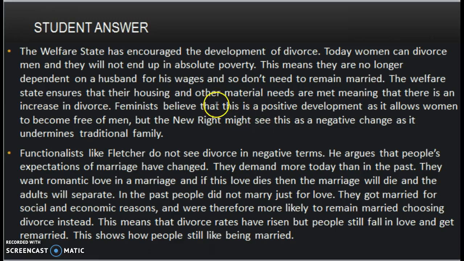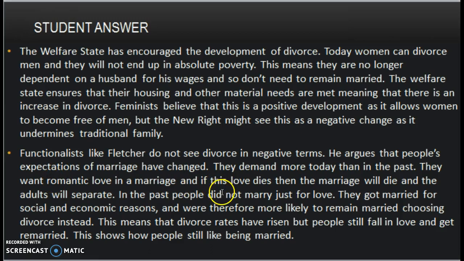So it's very much sociologically rich, this answer. We've got key words in there: welfare state, this idea about needing wages, meeting material needs, and then we've got theory, especially in that first paragraph. The second one has a little bit of a joining sentence to the previous paragraph. Functionalists like Fletcher don't see divorce in negative terms, they see it in a positive way. He argues that people's expectations of marriage have changed. We've just mentioned that there is a rise in expectations of marriage. They want romantic love, which is a key word, and if this love dies, then the marriage will die.